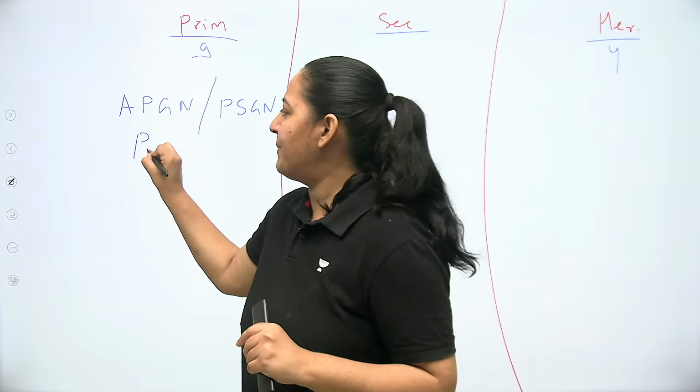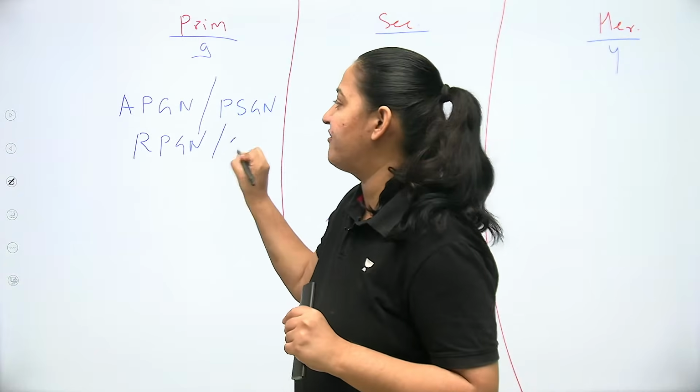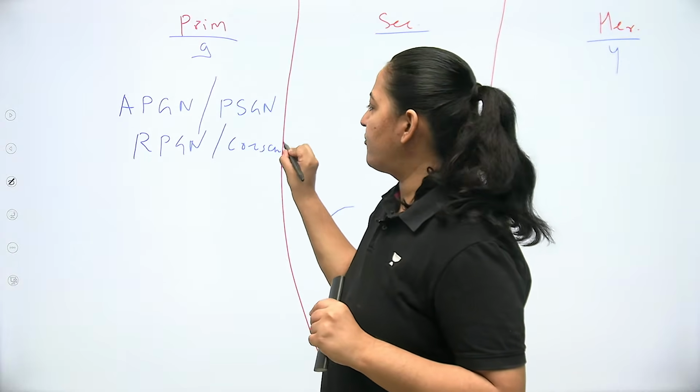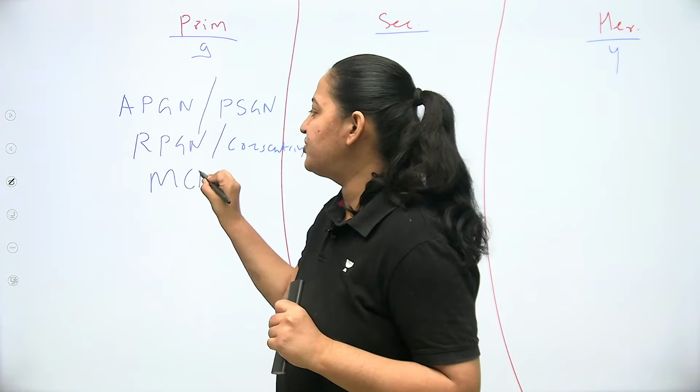The second is rapidly progressive glomerulonephritis, RPGN. The third, also known as crescentric, where crescents will be formed. Crescentric glomerulonephritis, this one only, right? The third one is MCD, minimal change disease.